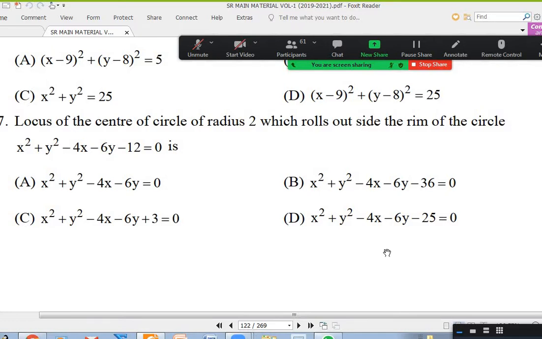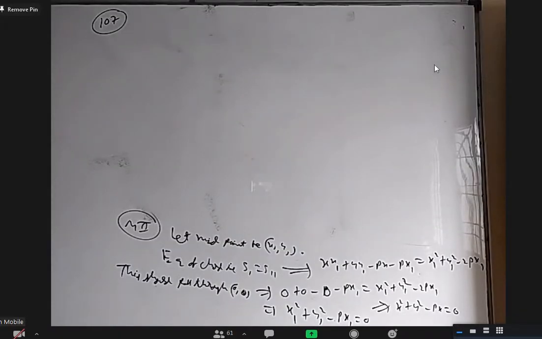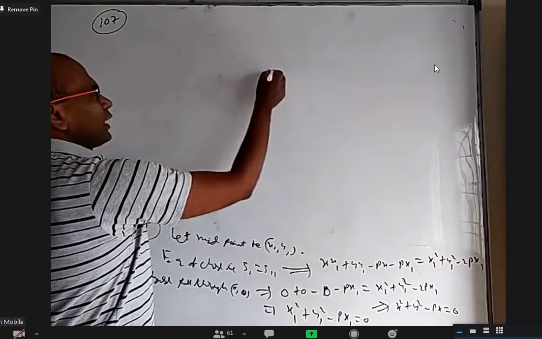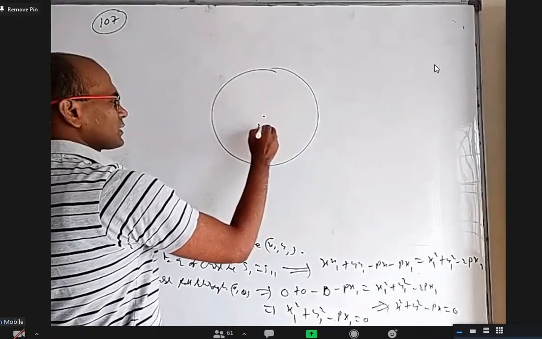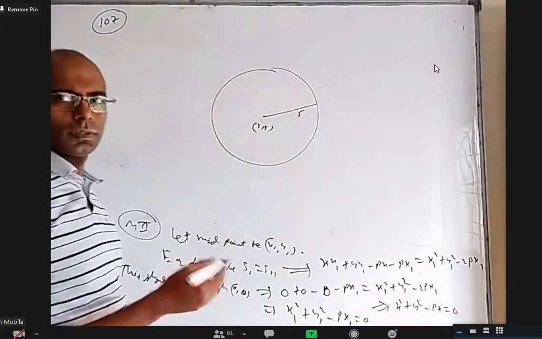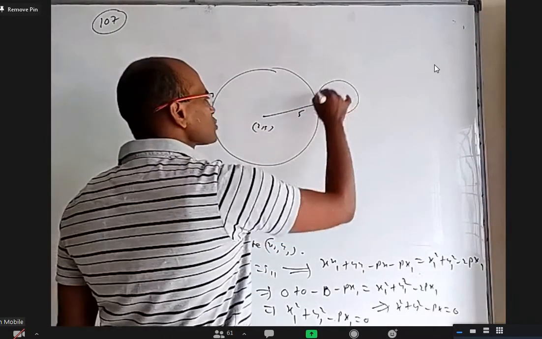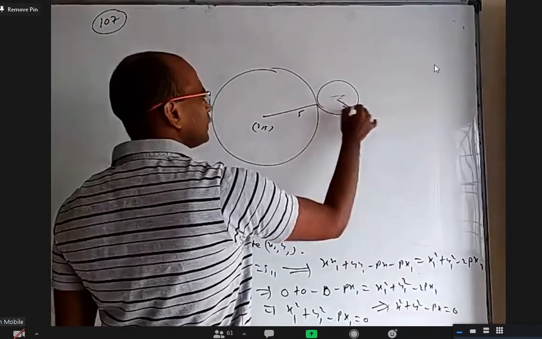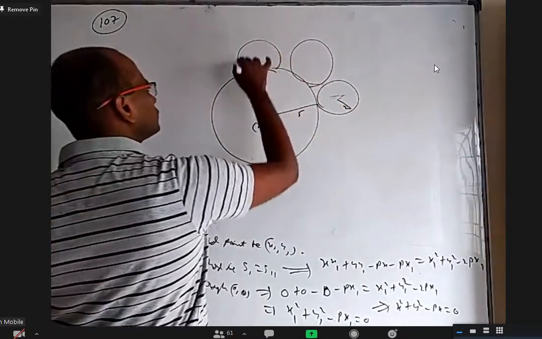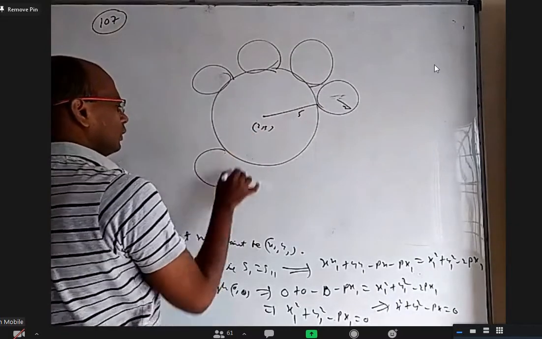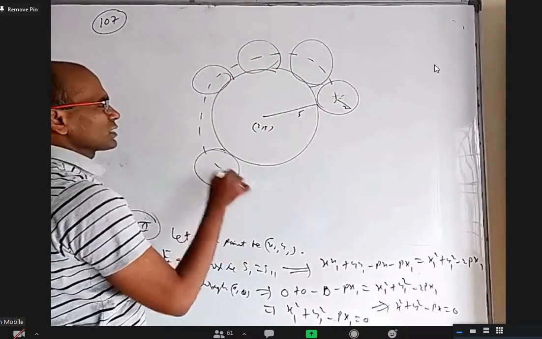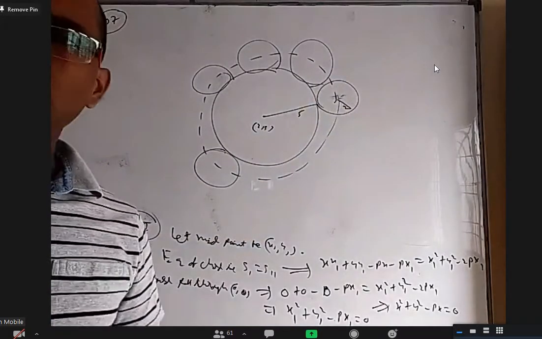Okay, 107. A circle with a radius 2 rolls on the rim of another circle. What is the center? 2, 3, radius 5. Okay. So we have a circle with center 2, 3 and radius 5. Another circle of radius 2 is rolling on this like this. Then what is the locus of the center of this rolling circle?